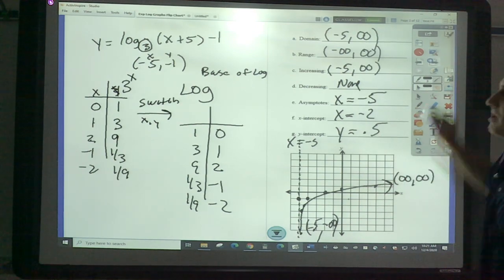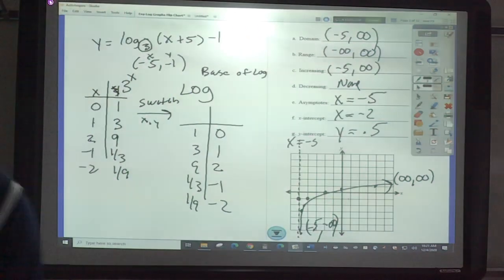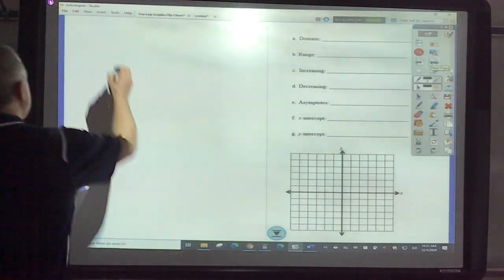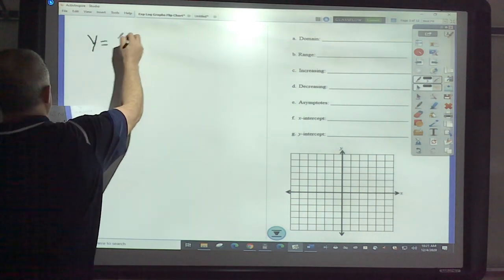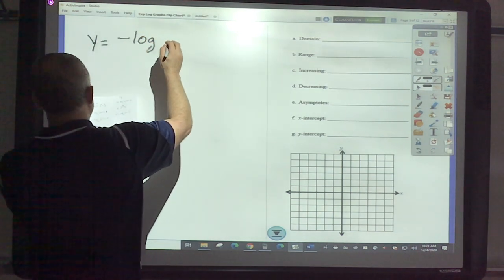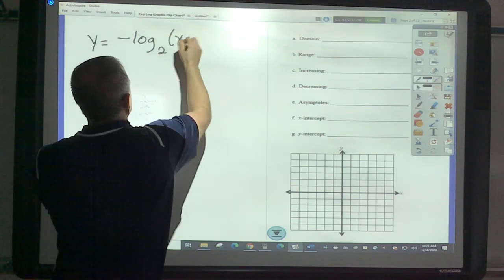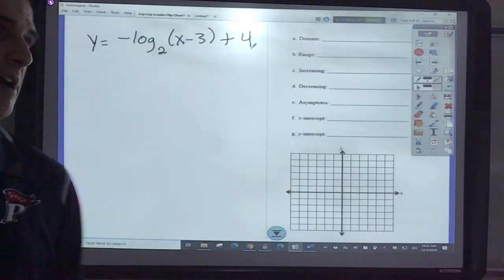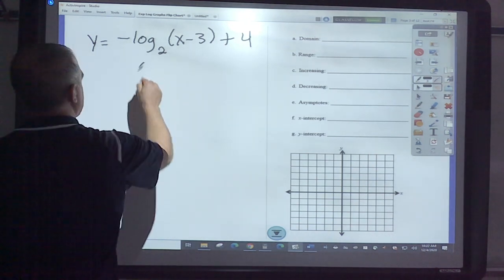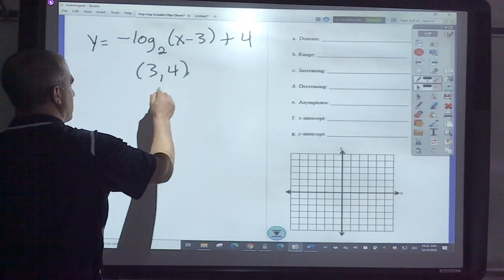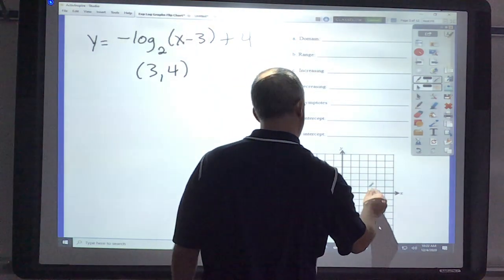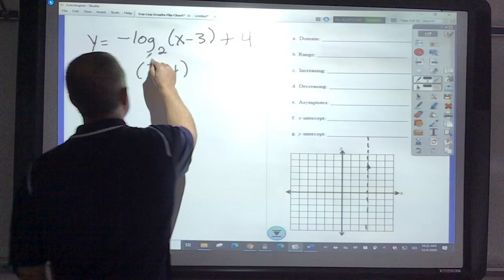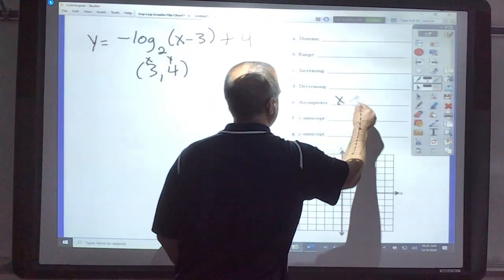Okay, let's do another example of logs. Let's say I've got y equals negative log base 2 of x minus 3, plus 4. All right, so I want to do my anchor point, 3, 4. So 3 over, 1, 2, 3, 4 up. Boom, I know that's that, because that's x, that's y. My asymptote would be x equals 3.